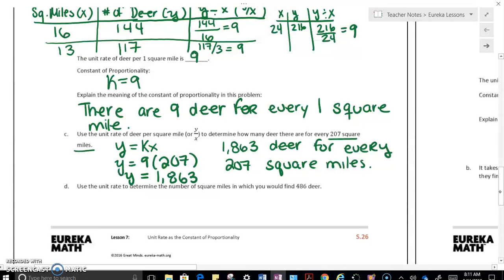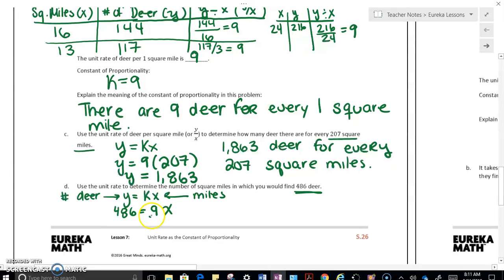Use the unit rate to determine the number of square miles in which you would find 486 deer. So once again, I'm going to start with my equation, Y equals KX. If you recall, Y is deer, X represents the miles, and K is the constant of proportionality. So our number of deer, according to the problem, is 486 deer. K is 9, and we're trying to solve for X, the number of miles. To solve for X, ask yourself, what times 9 is 486?